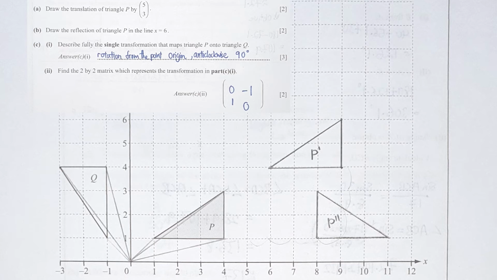As for part 2 of it, to illustrate it in a 2 by 2 matrix format, this one will be 0, -1, 1, 0.